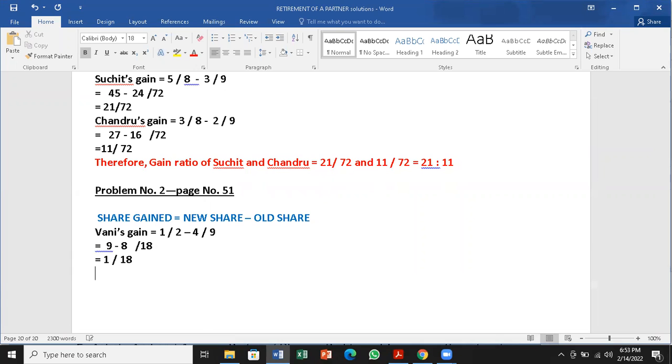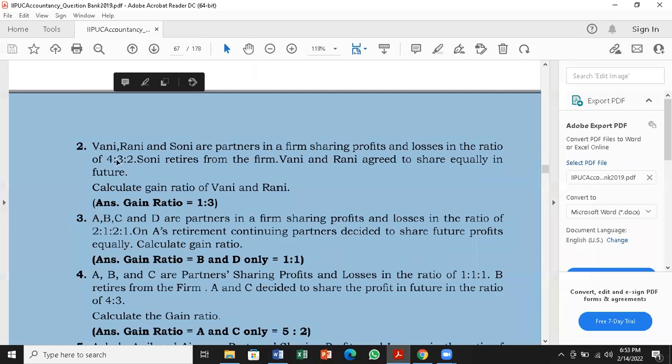So if you simplify, 9 minus 8 is 1. 1 divided by 18. Next, partner name, Rani. So Rani also gets equal share. Old ratio of Rani will be second partner 3. If you add all the 3 as I told, it becomes 3 by 9.